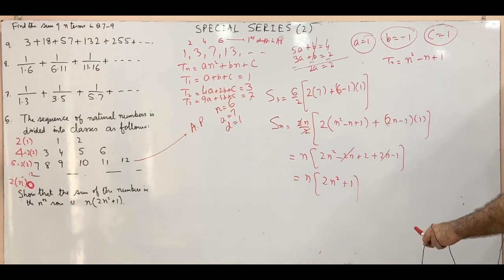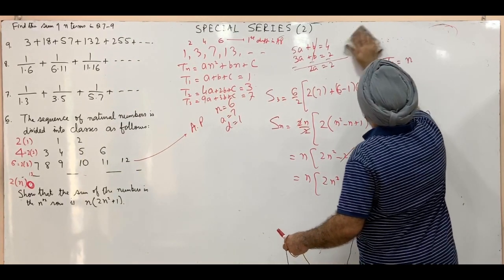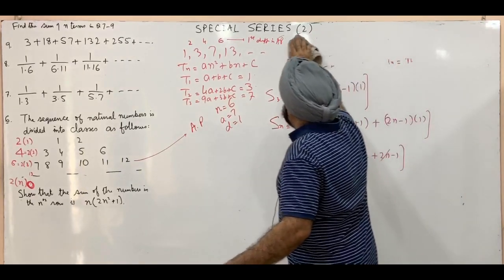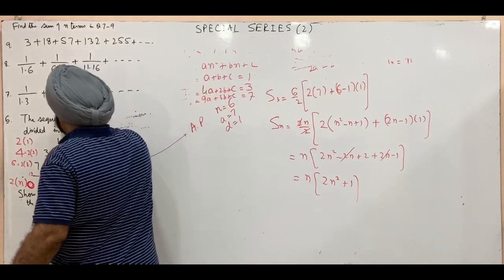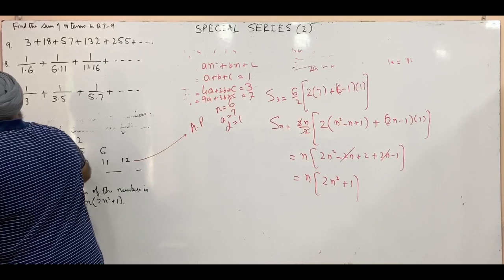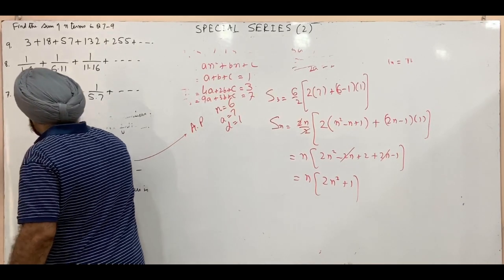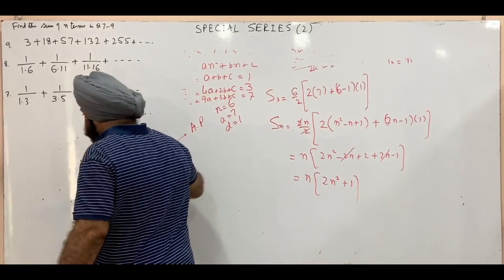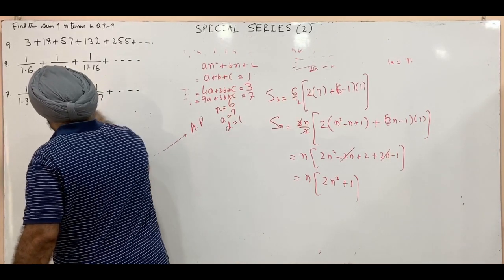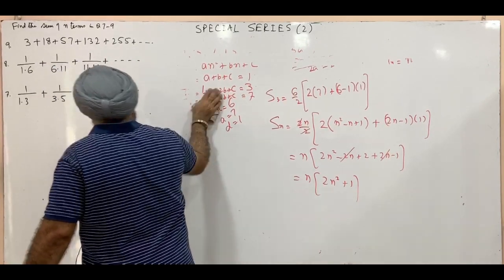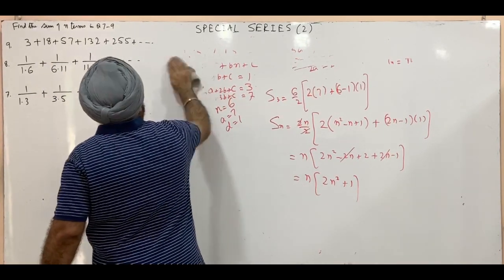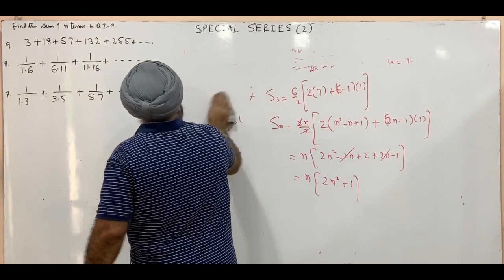The next one, the seventh question: we have 1 upon 1 into 3, plus 1 upon 3 into 5, then 1 upon 5 into 7 and so on. We have to find out the sum of n terms of the series.